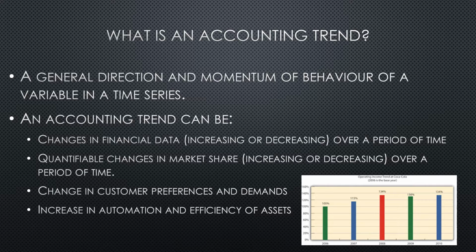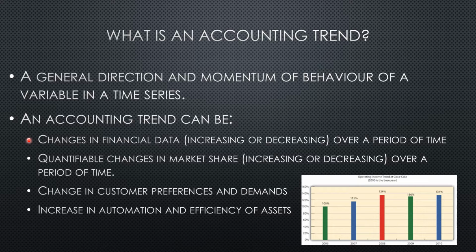An accounting trend can be one of four things: a change in financial data, in other words, a change in an account; a change in market share, so you could have information about the business and whether their market share has increased or decreased within the industry; as with the business that we learnt last term, a change in customer preferences and demands; or an increase in automation and the use of our assets internally on an efficient basis. But primarily, for this exam, we are going to be looking at the first dot point, changes in financial data.